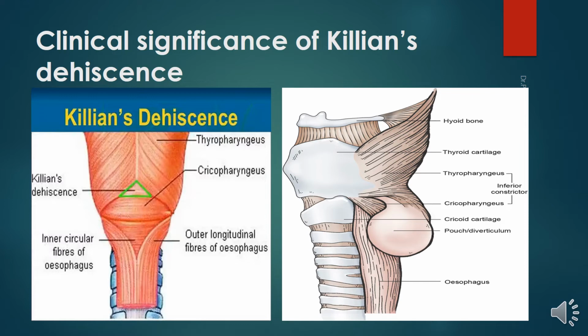So the propulsive thyropharyngeus is supplied by the pharyngeal plexus, and the sphincter cricopharyngeus is supplied by the recurrent laryngeal nerve. If cricopharyngeus fails to relax when thyropharyngeus contracts, the bolus of food fails to move downwards, and instead it is pushed backwards in the region of Killian's dehiscence, producing a pharyngeal pouch filled with food, causing dysphagia. This condition is known as pharyngeal diverticulum, which occurs due to Killian's dehiscence.